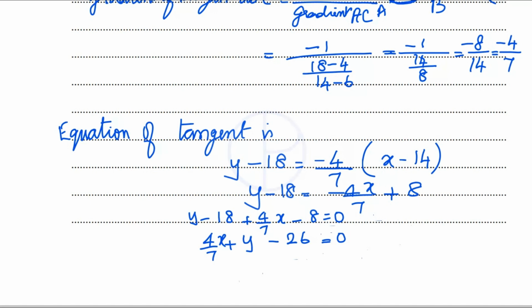Now multiply all the terms by 7 on both the sides. So we get 4x plus 7y minus 26 multiplied by 7, which is 182, equal to 0. So 4x plus 7y minus 182 equal to 0 is the equation of the tangent.